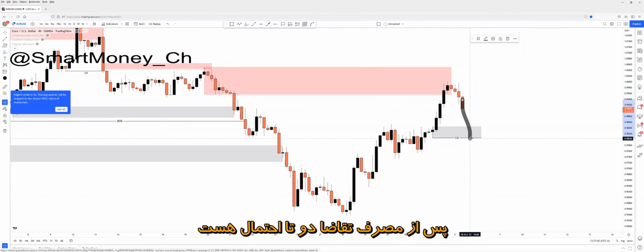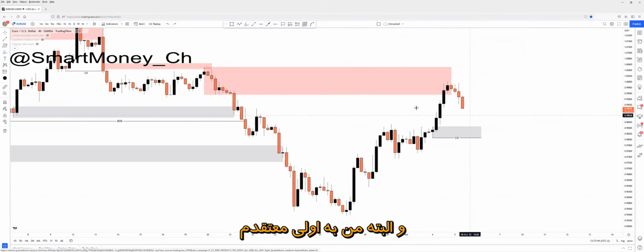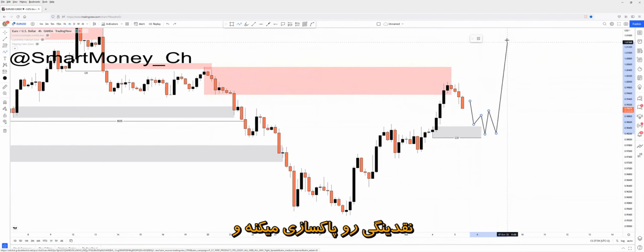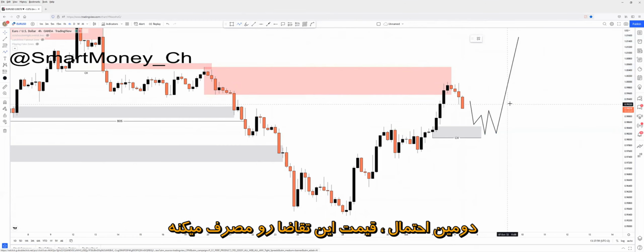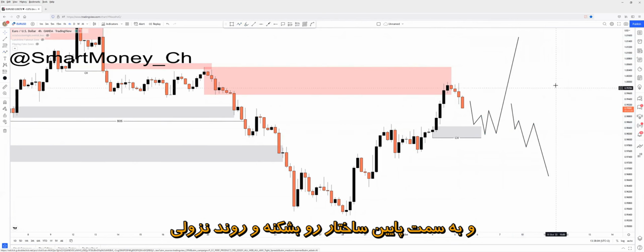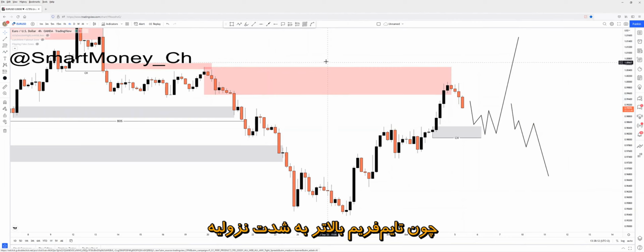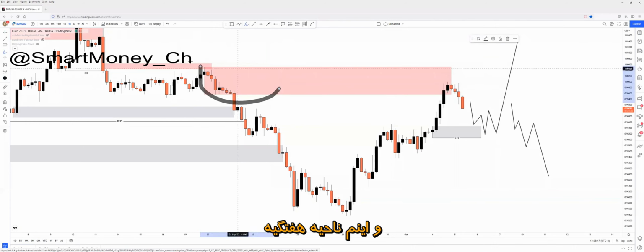After this demand mitigation, two outcomes. Obviously the first outcome: if price comes down to this demand zone, it will create a 15-minute change of character, continue way up, sweeping liquidity, mitigating the daily, weekly demand zone, weekly supply zone up here. First outcome. Second outcome: price mitigates this demand zone, can create a 15-minute change of character, but simply continues the bearish structure on the weekly, daily, 4-hour, right? Because the higher time frame is still bearish.